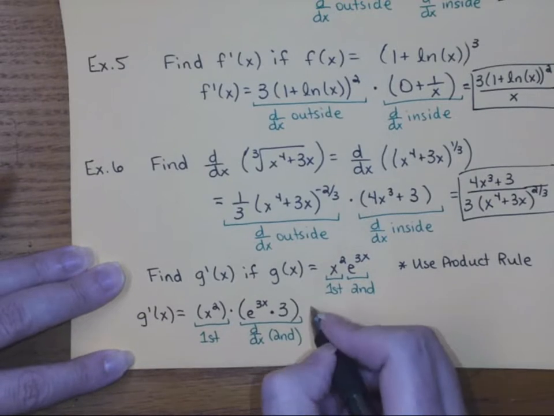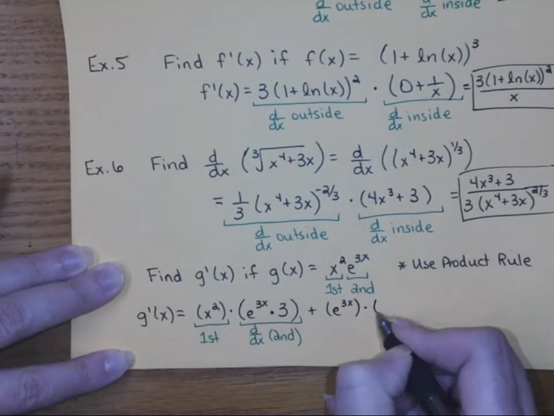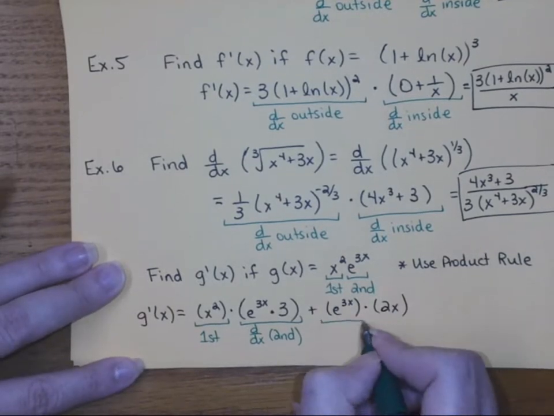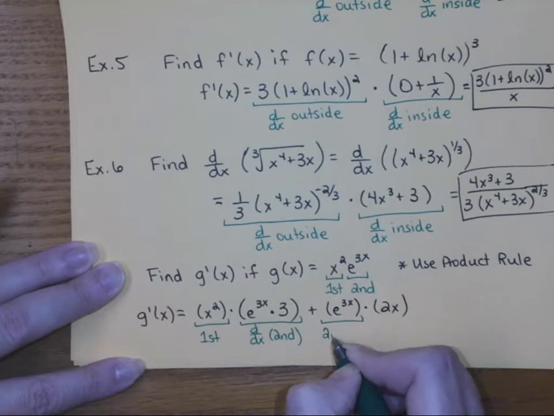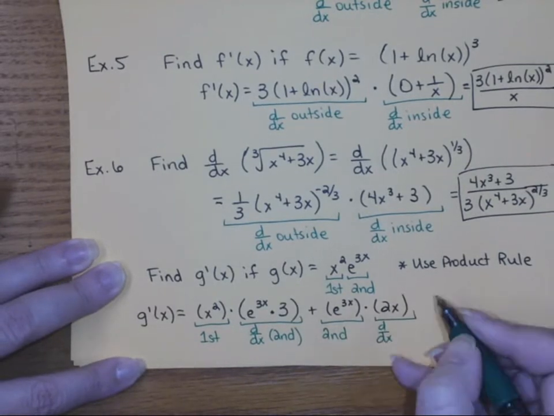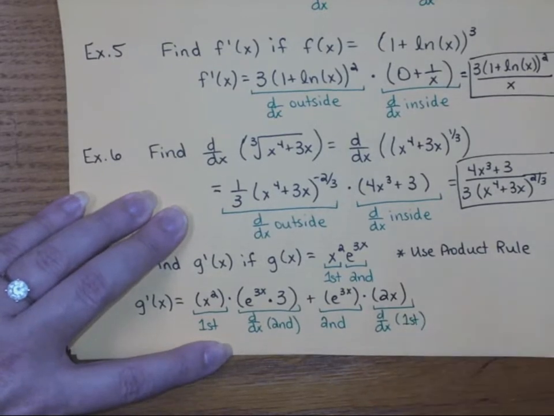So we're halfway there. Now we do plus the second times the derivative of the first. Really important that you use parentheses. Maybe not for this one in particular, but in general, you'll want to get in the habit of using parentheses. So I just put parentheses around every separate part.